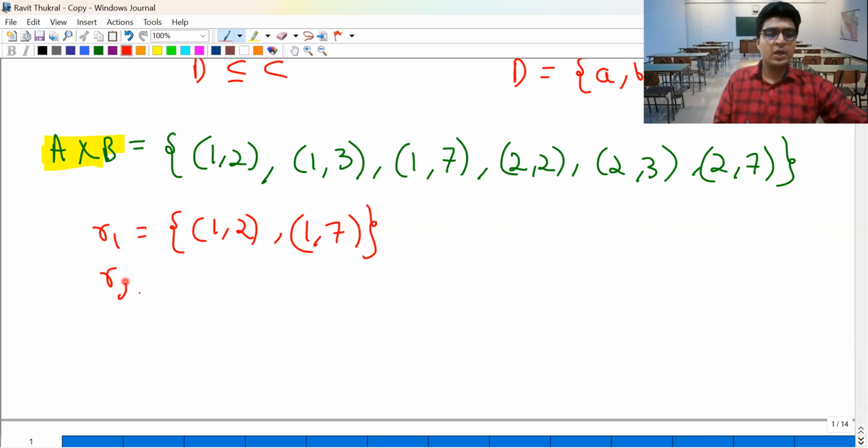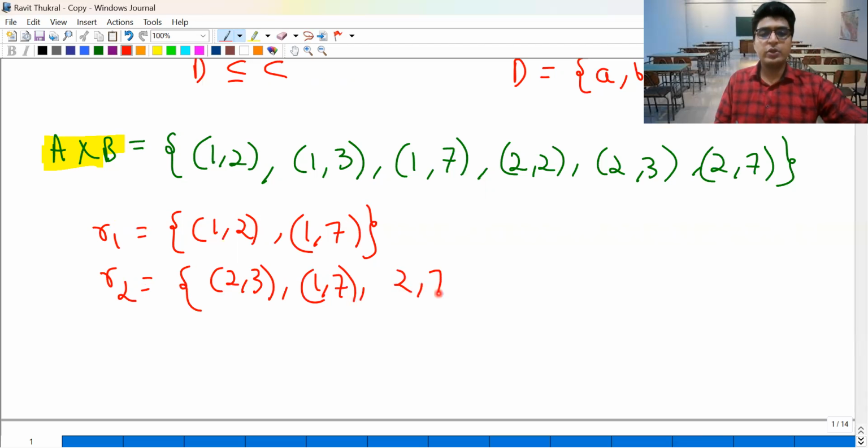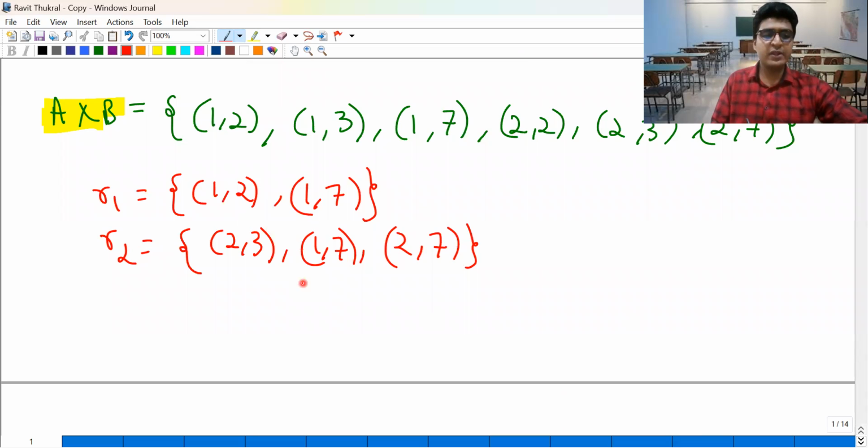Okay. Let R2 be 2, 3, 1, 7, and 2, 7. These are the elements in relation 2. Okay. So this is a subset of A cross B. So they both are relations. We can also form relations in the form of a set. Okay. We can define that relationship.